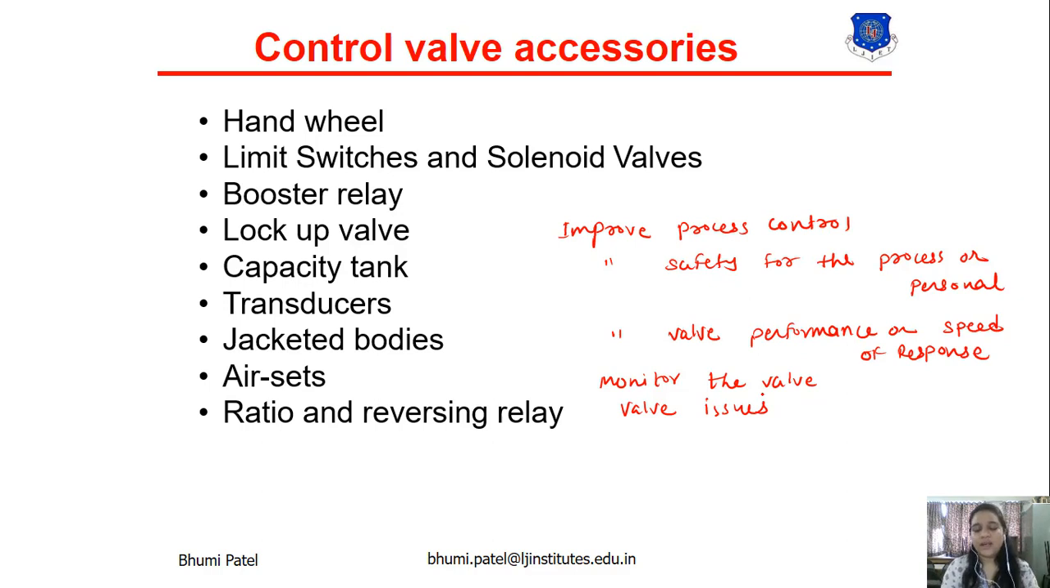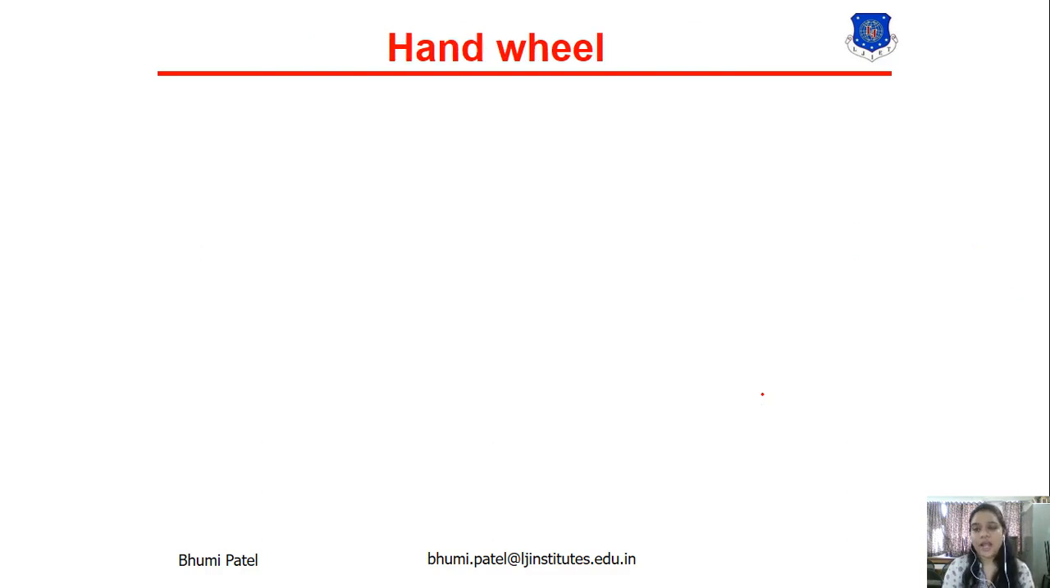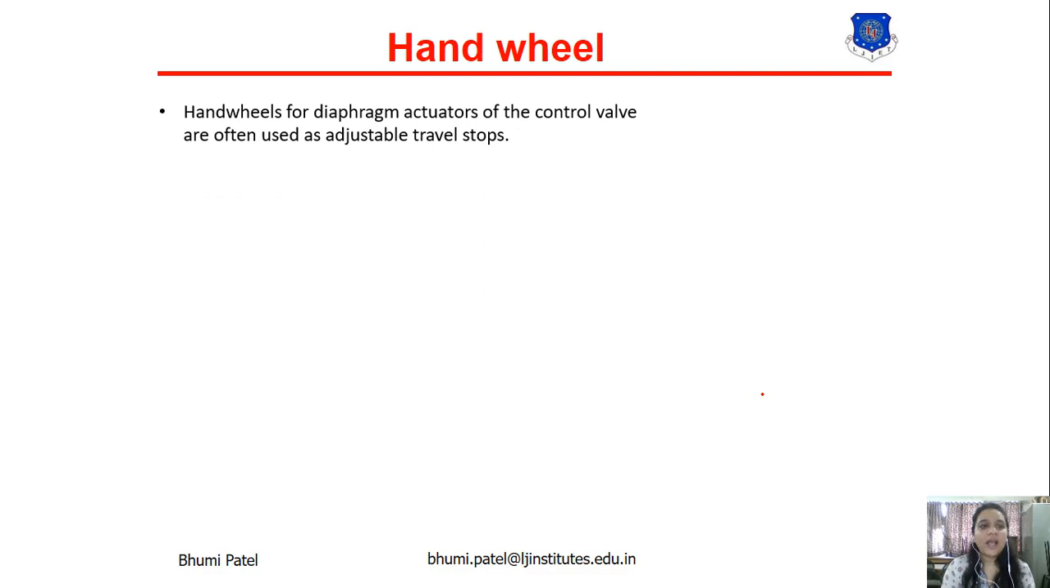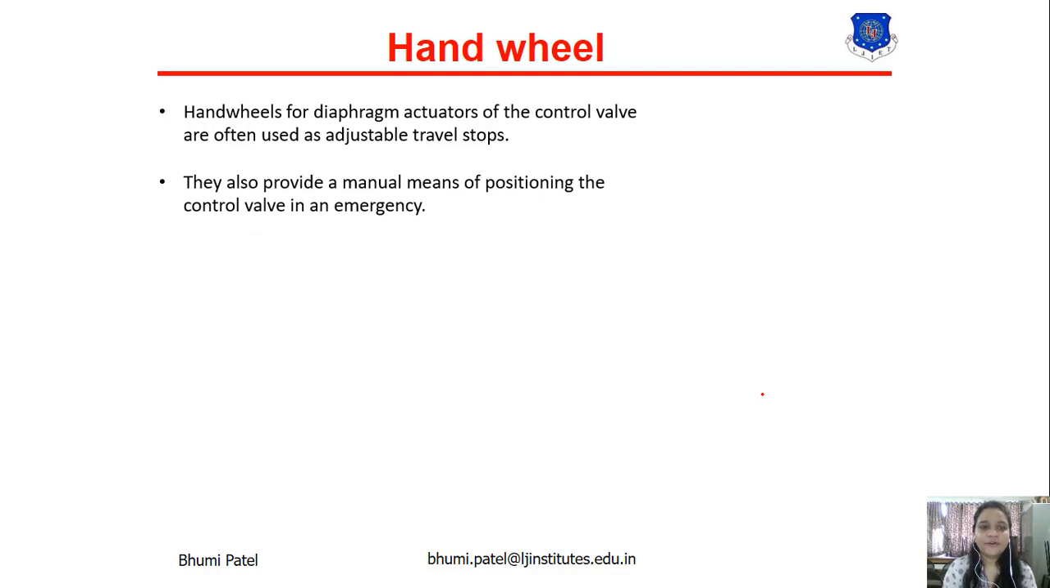We will take the control valve accessories one by one, looking at how to use them in the control valve and the application of each accessory. First one is the hand wheel. Now what is the hand wheel? Hand wheels for the diaphragm actuator of the control valve are often used as an adjustable travel stop. If we want to adjust the travel of the stem or plug, we can use the hand wheel. They also provide a manual means of positioning the control valve in emergency control.